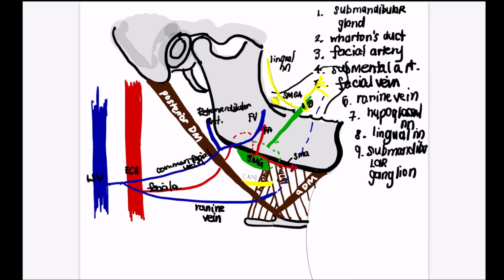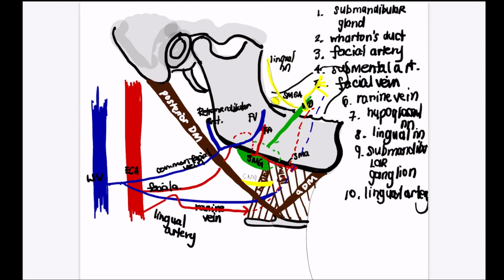Our next structure is a branch of the external carotid artery, which is called the lingual artery. Initially, it goes upwards and medial and then goes downwards and then forwards. It is important to note that anatomically, it is more medial to the hyoglossus, or in this diagram, it's behind the hyoglossus, and then eventually it goes upwards to the tongue.